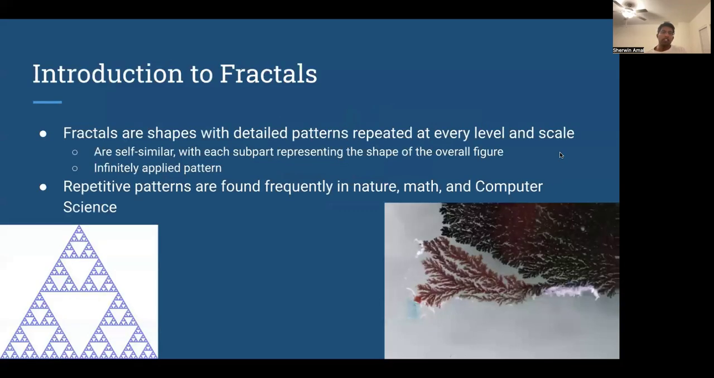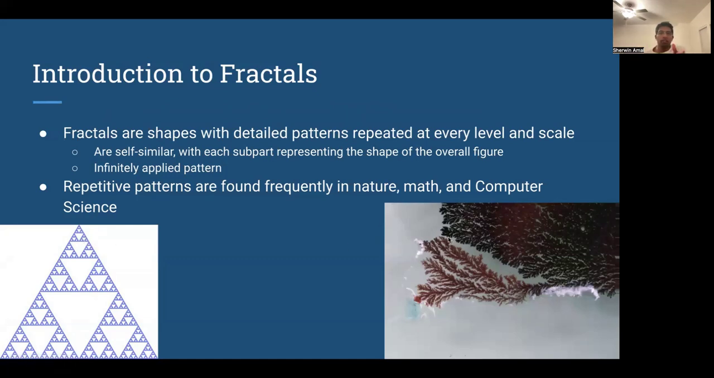For context, fractals are basically just detailed patterns with repetitions at every single level and scale. As you can see in the bottom left, the same triangular pattern can be applied at every single level, at any sort of scale, which makes it infinitely applied.